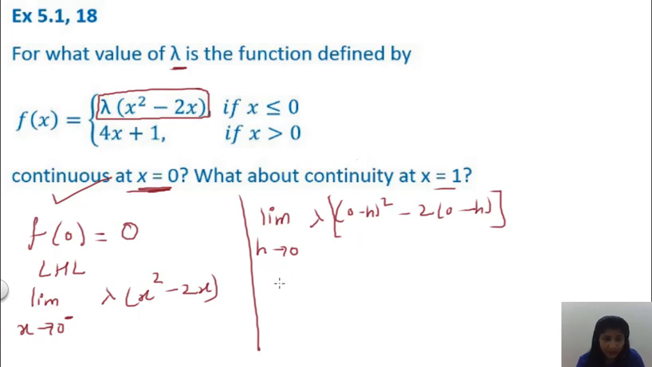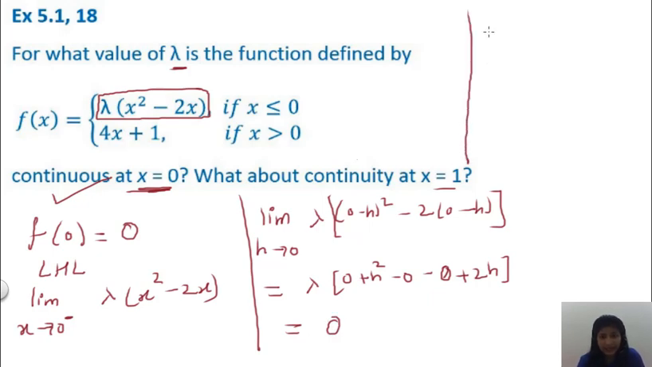So when we solve it and put the value of x as 0, see what is the answer that we will get. Here it is lambda, right? So it will be lambda into 0 plus h square, opening the power, the square, minus 2 into 0, which is 0, minus minus plus 2h. So when we solve it, we are getting this as 0. Correct. Now let us write the RHL.